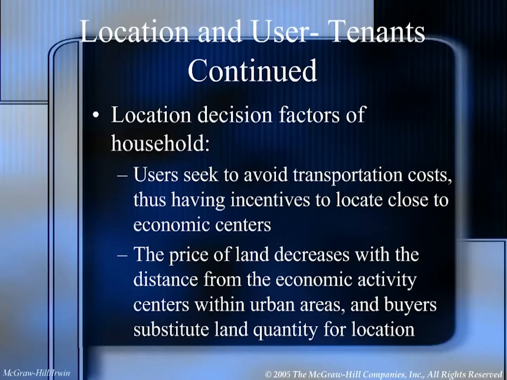Some summary of factors on the tenants. Location decision factors for the households. One of the things business is going to decide on is that they're going to seek to avoid transportation costs. They have an incentive to locate close to their economic centers. If they have to make a lot of deliveries, they're going to try to be close to where they make the deliveries.